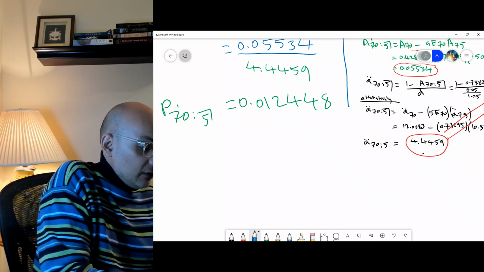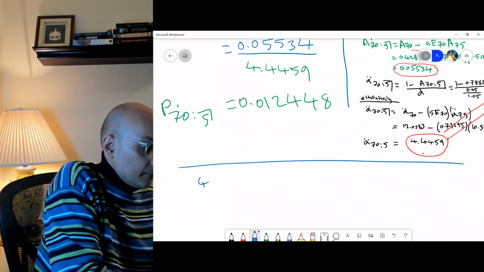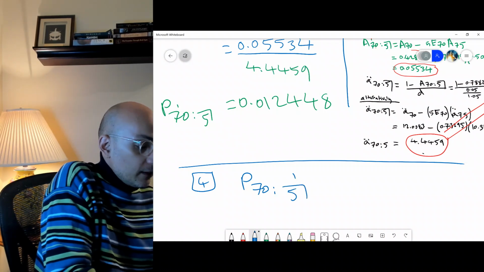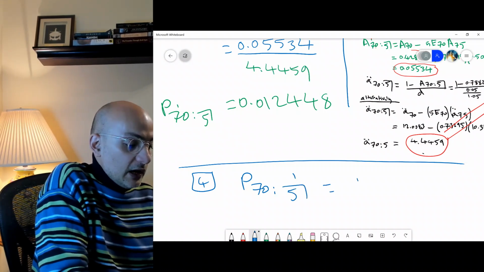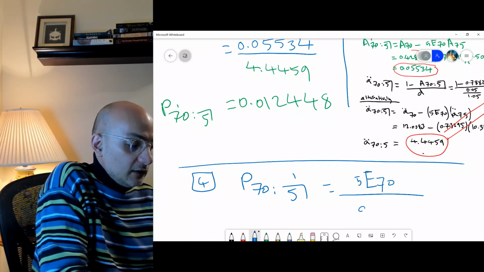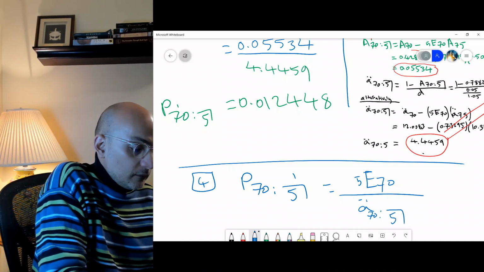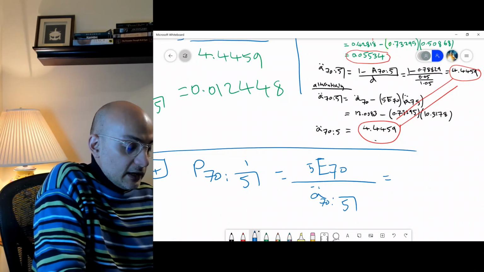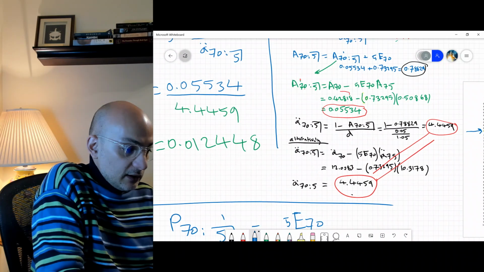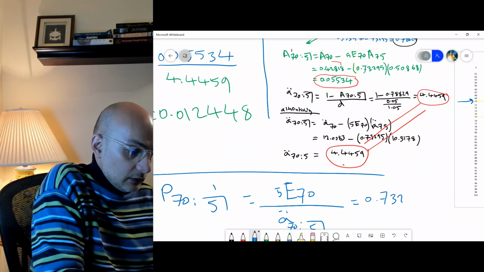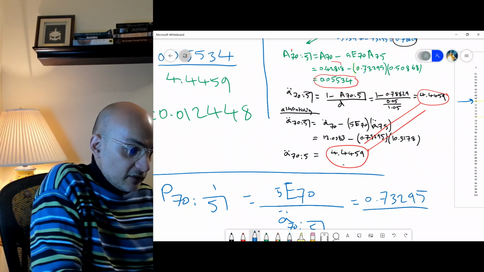Now imagine you are asked question number 4 to calculate P70. This one can be written as 5E70 divided by the same one. We already calculated it here: 0.73295 divided by the same denominator.